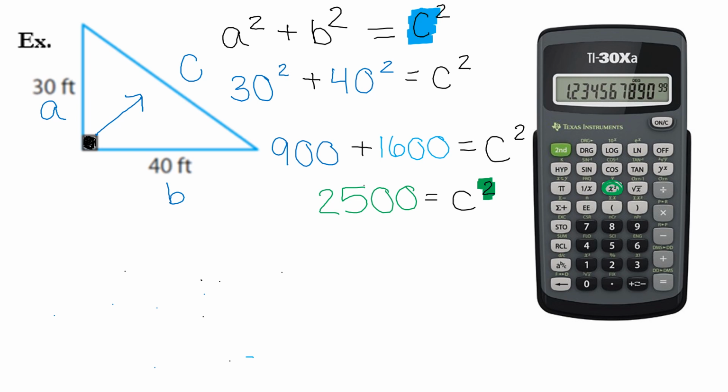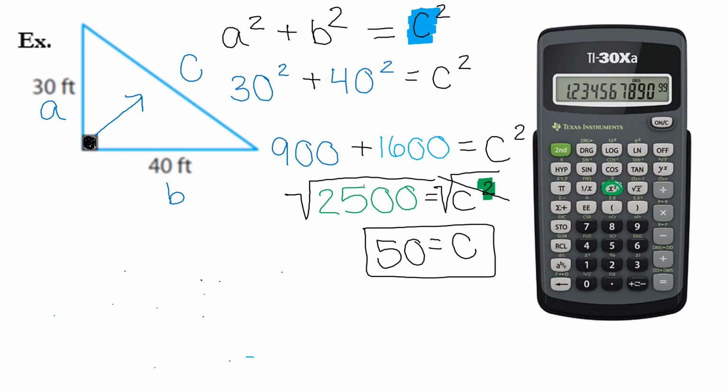So to get rid of exponents of 2, we take the square root. So we're going to take the square root of both sides of the problem. C to the second power, well, a square root and a second exponent cancel out. So we're left with just the answer C. And if you type in 2,500 into your calculator and hit your square root button, you'll get the answer of 50. So the answer to this problem is C equals 50 feet.